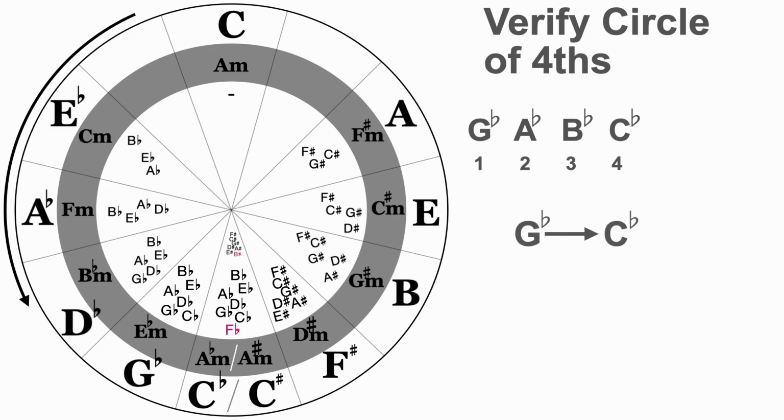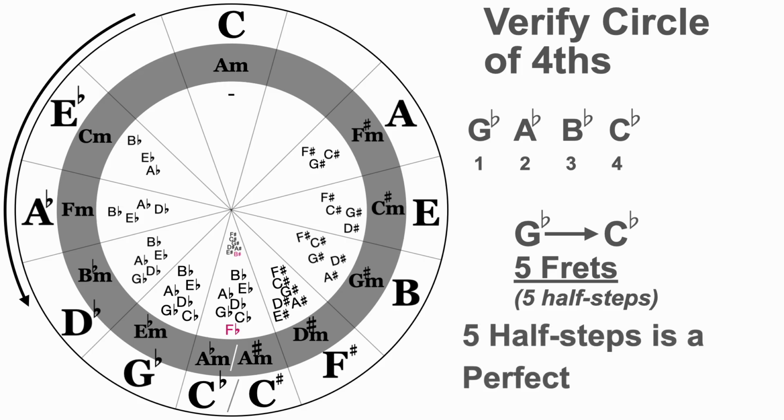That's 4 notes away. And with that, that indeed is 5 frets, or 5 half steps, or 5 semitones, whichever one you want to call it. And that too is a perfect fourth for verifying our circle of fourths. So definitely the C sharp major and the C flat major work out, and it really completes the full circle of fifths.